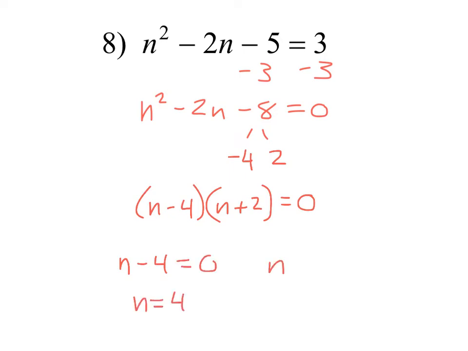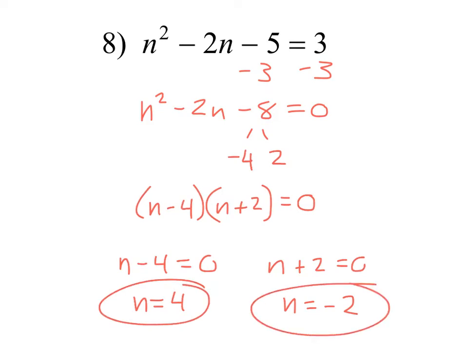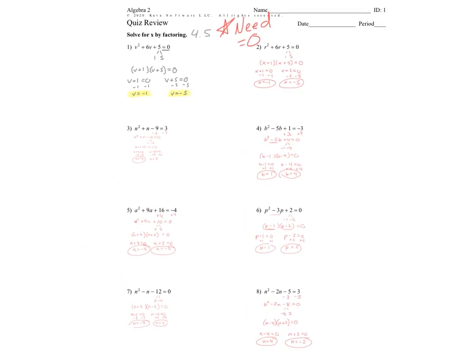Perfect. n is equal to 4, and n is equal to -2. Awesome. All right, any questions on how to do these? So remember, this is 4.5.